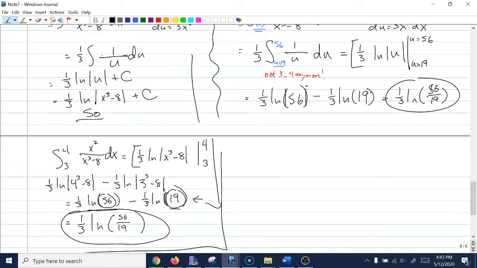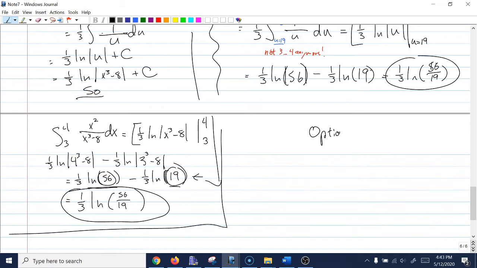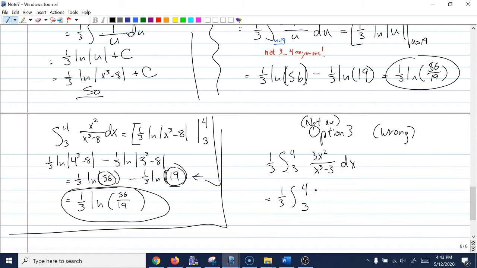Like the option 3 the wrong way, and it's wrong, so it's not an option, is if you have the integral from 3 to 4 of, what was it, x squared over x cubed minus 3, 1/3 integral from 3 to 4 of 1 over u du. This is not correct. If you do the substitution with the bounds of integration, you must change the bounds of integration.